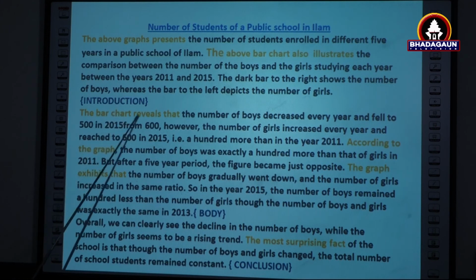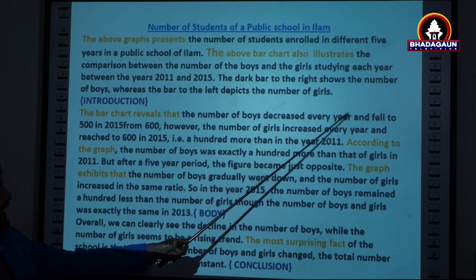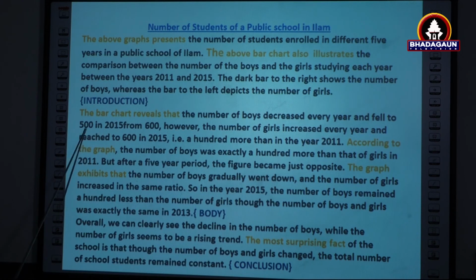The bar chart reveals that, this is a language function we use while interpreting the charts and diagrams, the number of boys decreased every year and fell to 500 in 2015 from 600. In 2011, the number of boys was 600, and up to 2015 it decreased by 100 and reached 500, right?